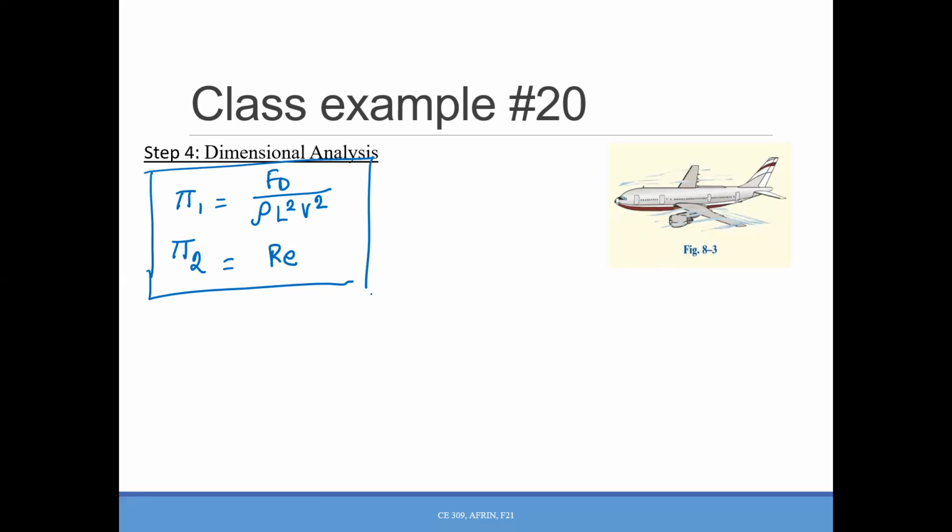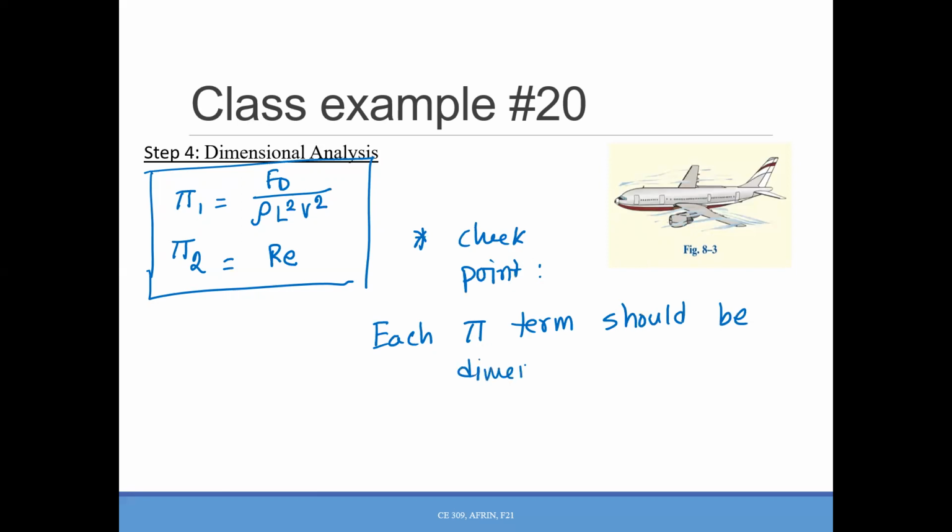Okay. So we started with 5, but now we have just 2 non-dimensional numbers, and when we do the experiment, instead of 5 variables, you can just choose different values of pi 1 and pi 2. And one good checkpoint: each pi term should be dimensionless. Okay, that is the important checkpoint.